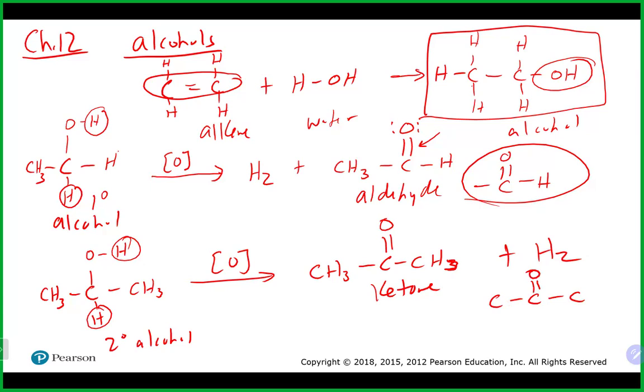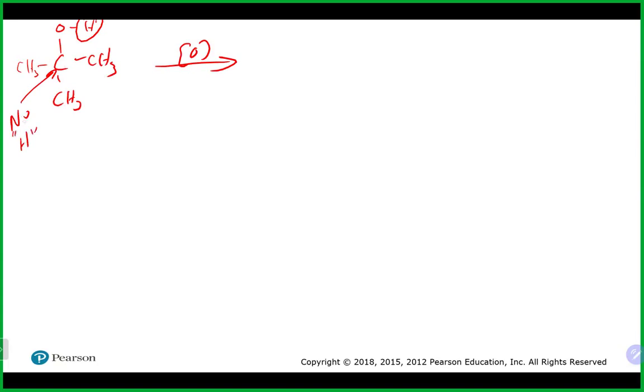We talked also about the idea of a tertiary alcohol, which, as we talked about, will not go through oxidation, as it is missing a crucial hydrogen. That carbon has no hydrogen, so that is not going to allow the oxidation to occur.